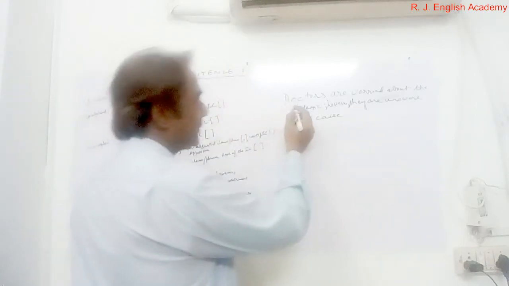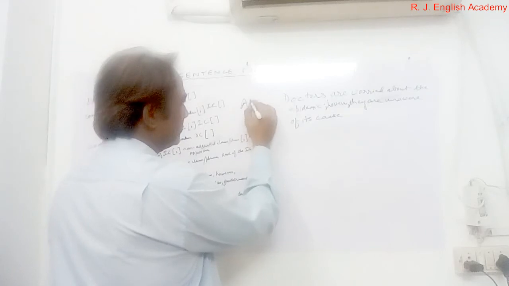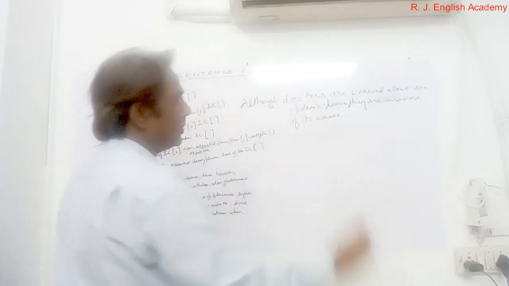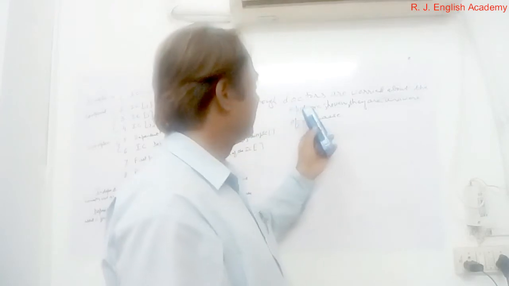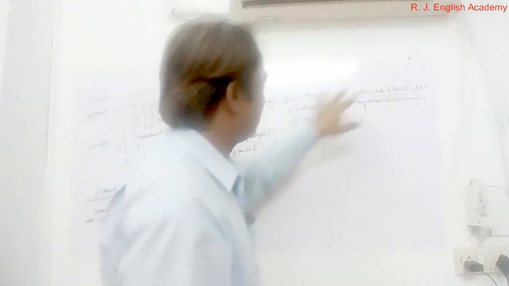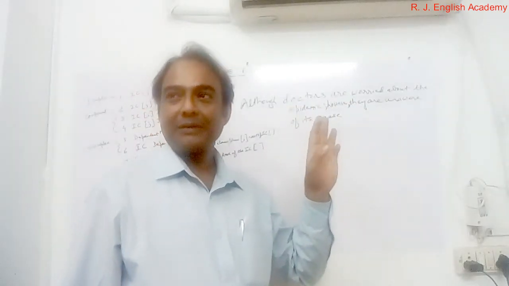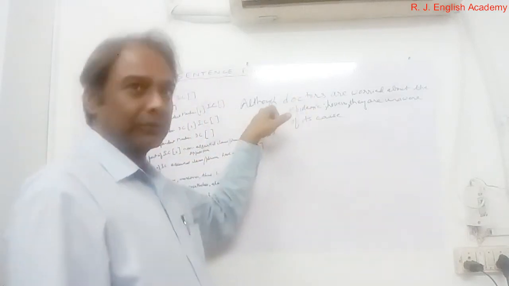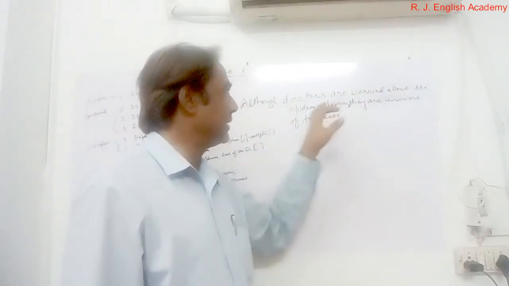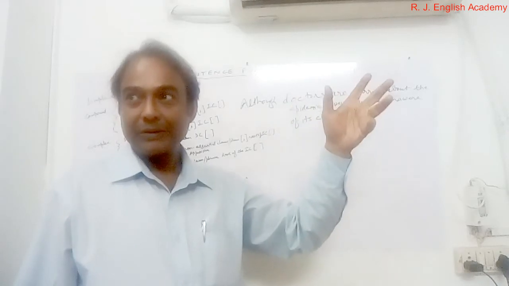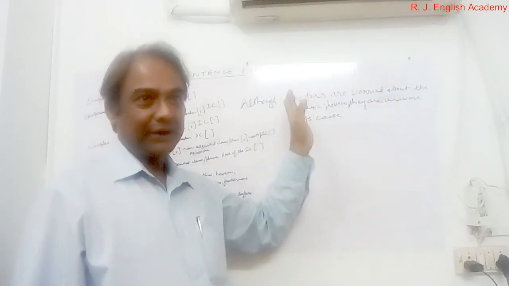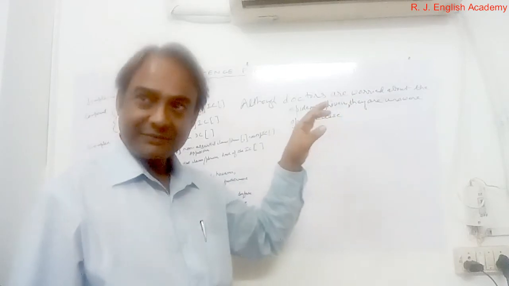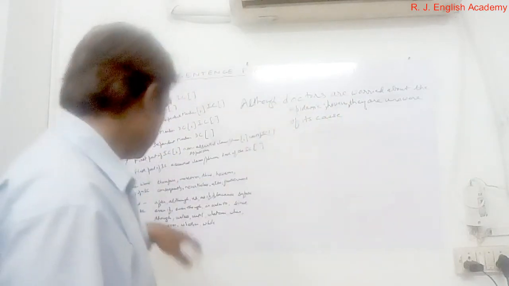So let's say here, although doctors are worried about the epidemic. Now, doctors are worried about the epidemic is an independent clause. It makes complete sense, a full sentence. If I add although, then it becomes although doctors are worried about the epidemic, then there's something more which you don't know. So it is not an independent clause, it becomes a dependent clause. Clear? Yes, you can add anything, because, if, any of these words.